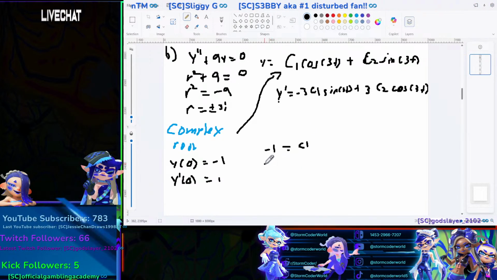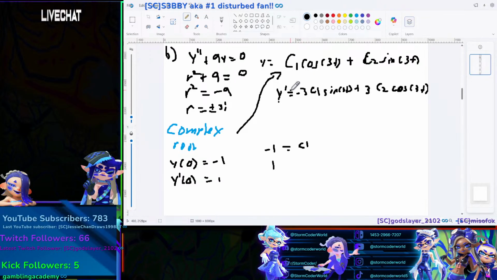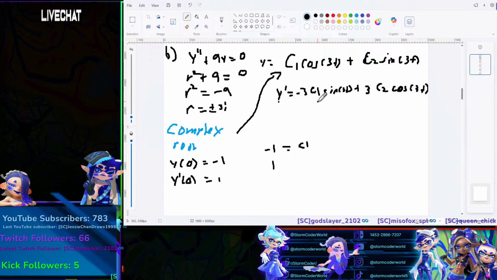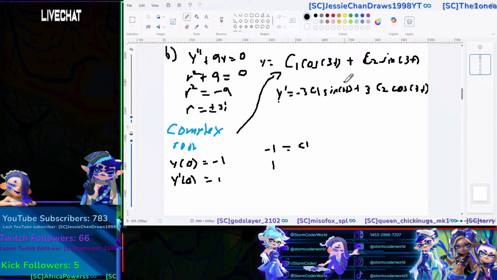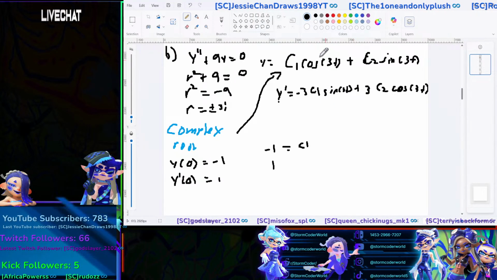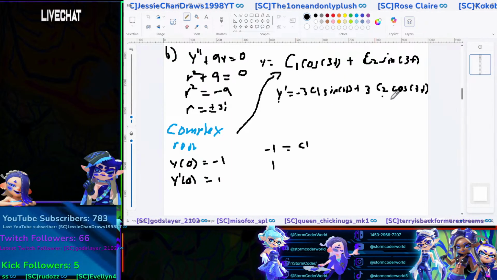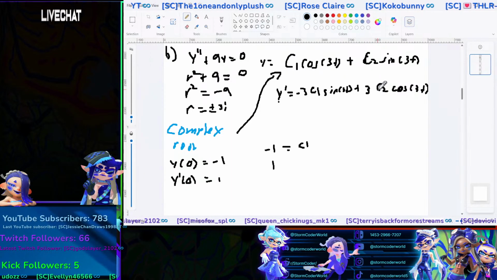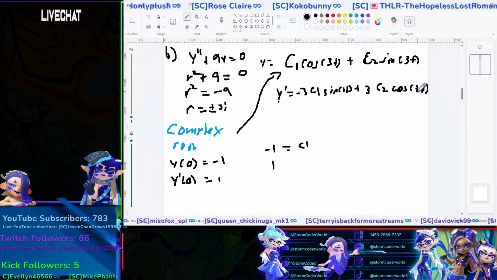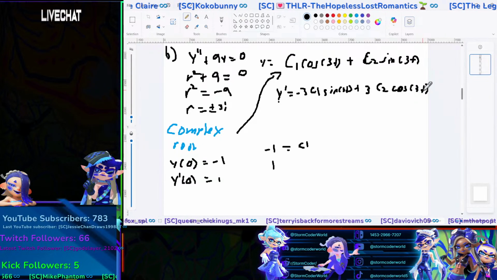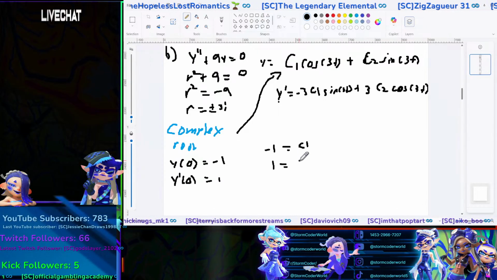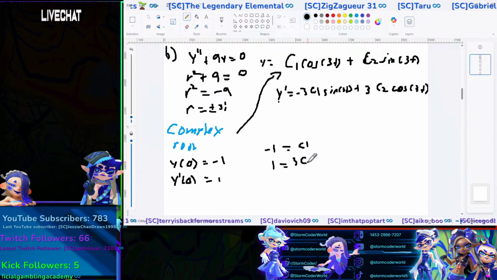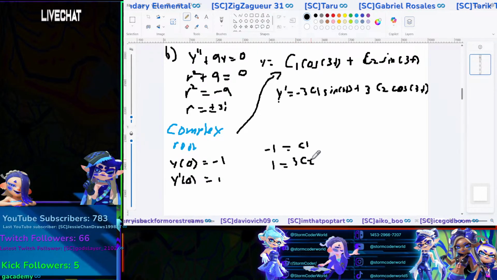Now for the second equation, y prime of 0 is equal to 1. In this case, C1 goes away because sine of 0 is 0. With 3 C2 and a 0 inside the cosine, cosine of 0 is 1. So I have 3 C2 equal to 1. It's pretty easy generally, so far, anyway.